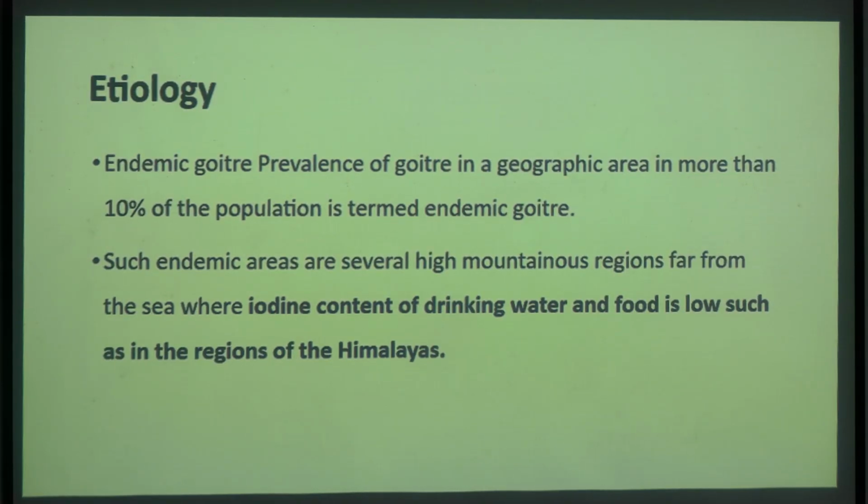Etiology: endemic goiter. A prevalence of goiter in a geographic area of more than 10% of the population is termed endemic goiter. Such endemic areas are several high mountainous regions far from the sea, where the iodine content of drinking water and food is low, such as in the region of the Himalayas.